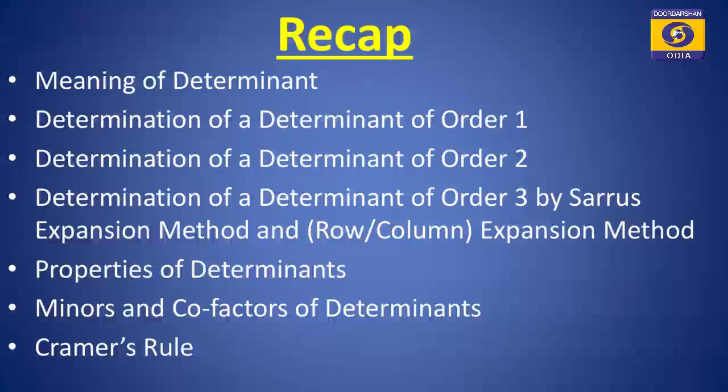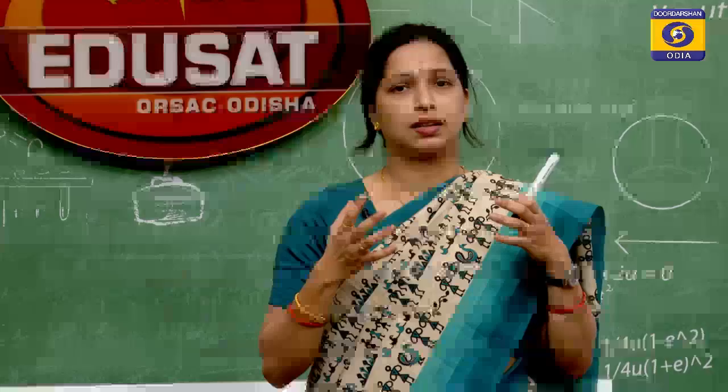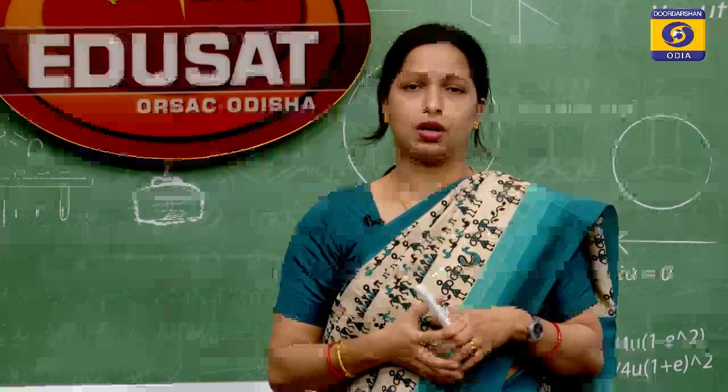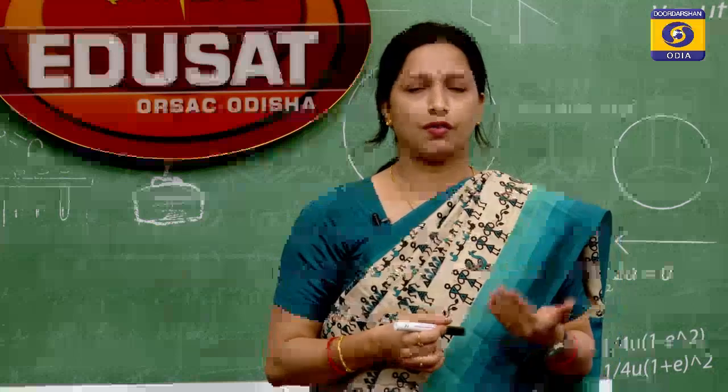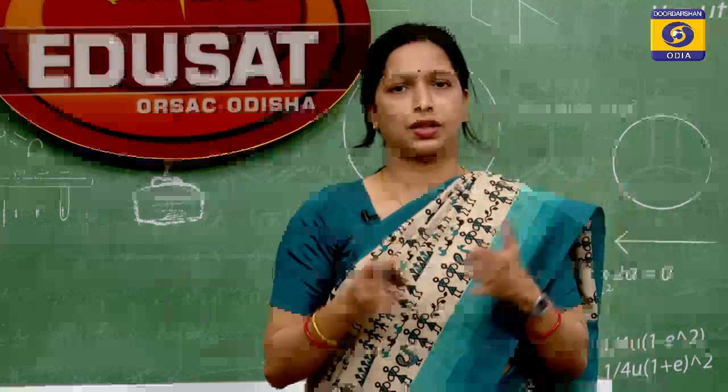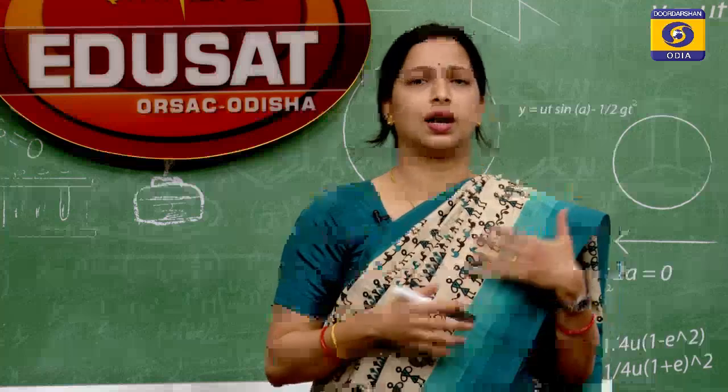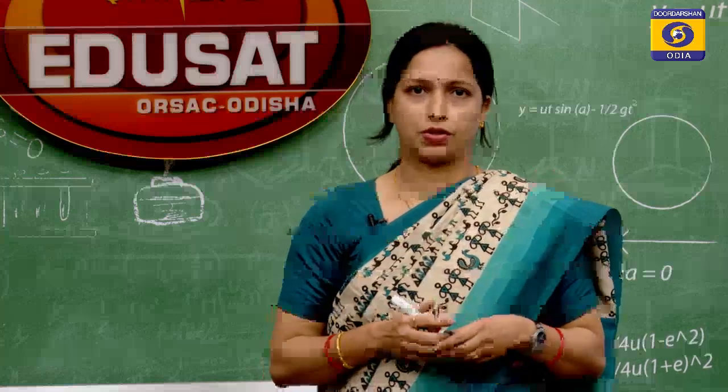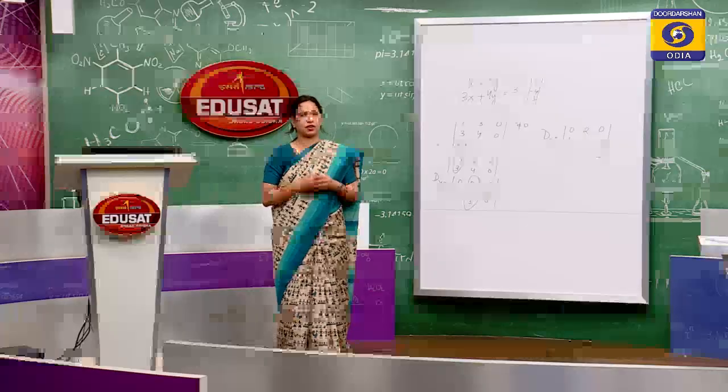Lastly, we have discussed how to use Cramer's rule, because the best application of determinants is to solve linear equations, and that is where we can use Cramer's rule in order to find out the values of unknown variables, whether there are 2 variables or 3 unknown variables. Hope you have understood the topics that we have covered so far.